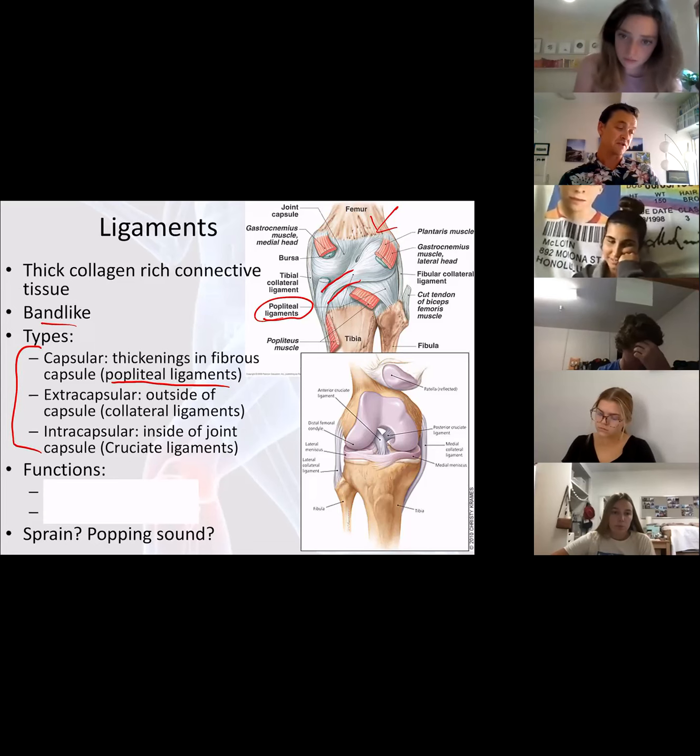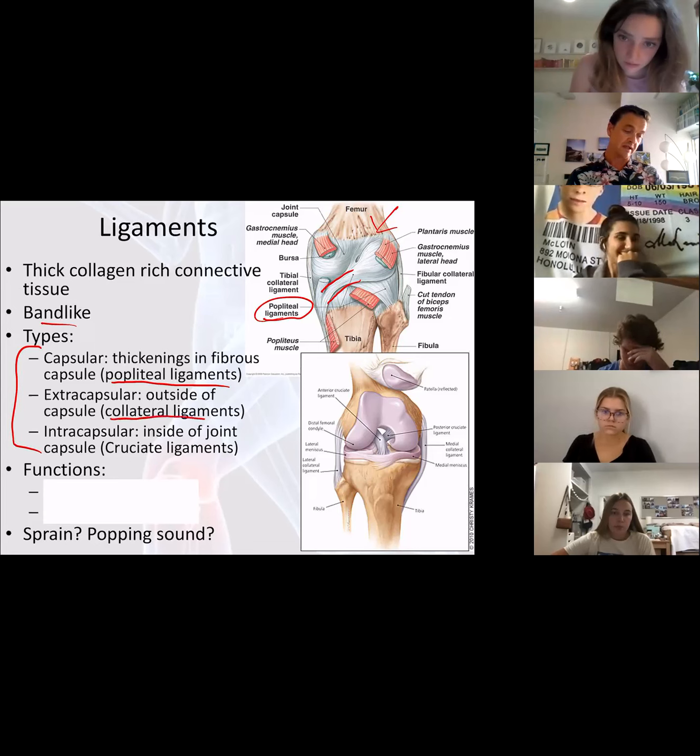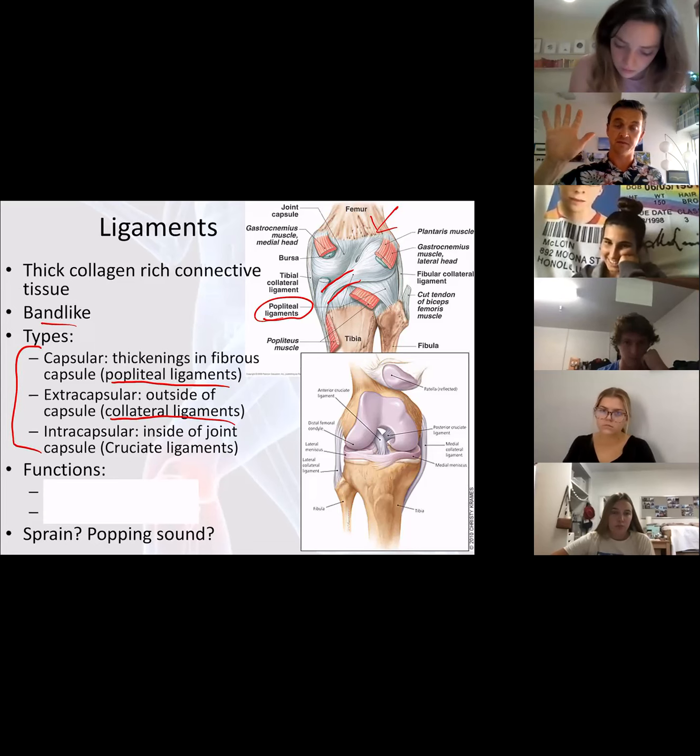Then we have extracapsular ligaments. Extracapsular ligaments are completely separate from the joint capsule itself. Good examples of these in the knee would be the collateral ligaments. So there's the MCL and the LCL, right? The medial collateral ligament, lateral collateral ligament. Has anybody torn their MCL?